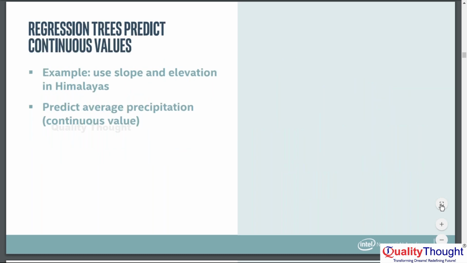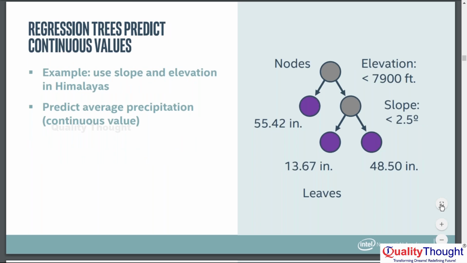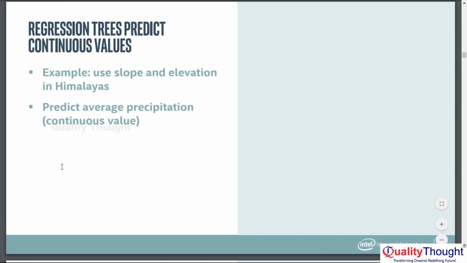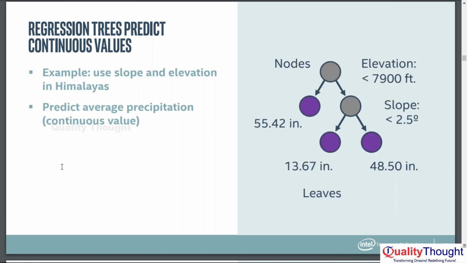Now, generally, regression trees predict continuous values. This is a clear-cut example. Why? Because in the previous slide we mentioned trees that predict categorical results, but now we are looking at it from a different perspective, which we can consider as regression trees. So here the regression trees predict continuous values. What exactly are the continuous values about? Slope and elevation in the Himalayas. Here you can take it as an elevation.